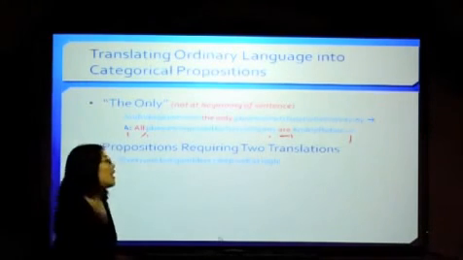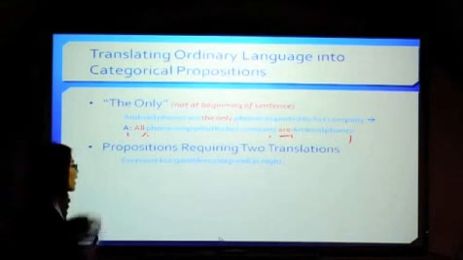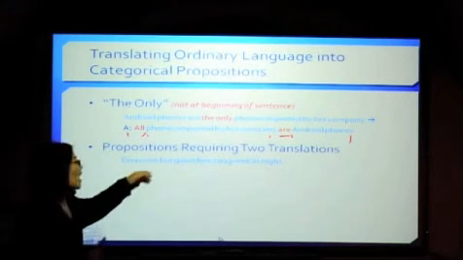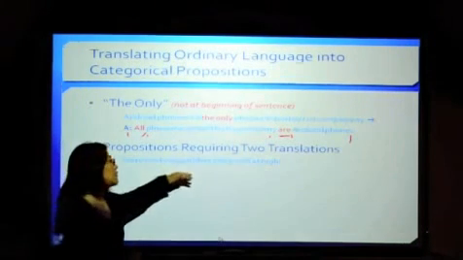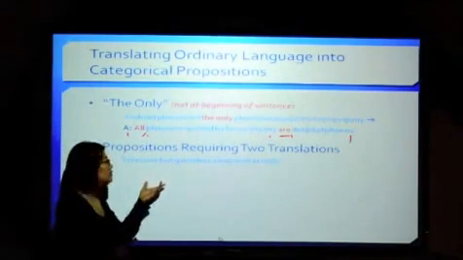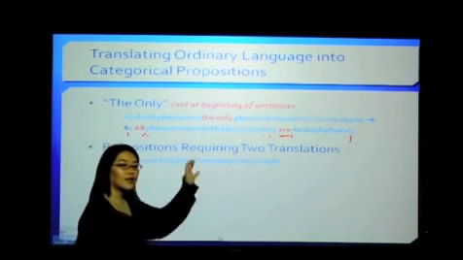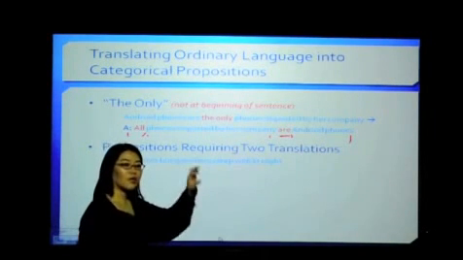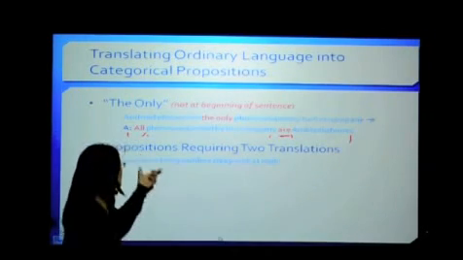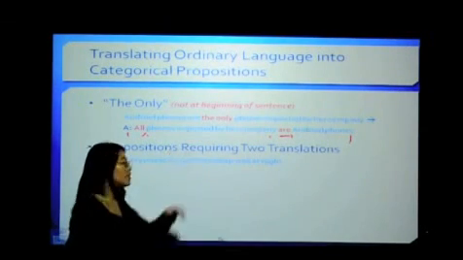Another issue that we might have is with propositions requiring two translations. This happens when you have a statement like, everyone but gamblers sleep well at night. These are exceptive propositions. In such a case, you have something like all except S are P, or all but S are P. Here it's the same thing: everyone but is the same as all but.